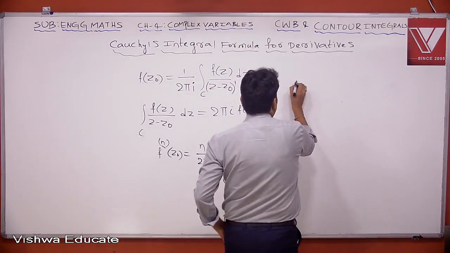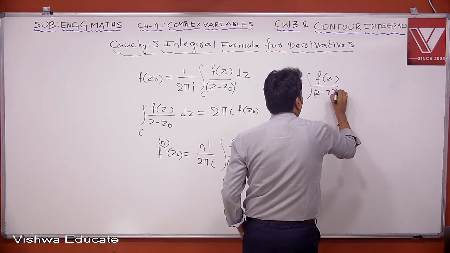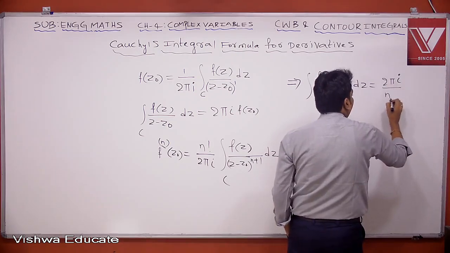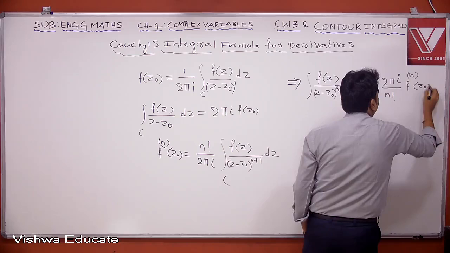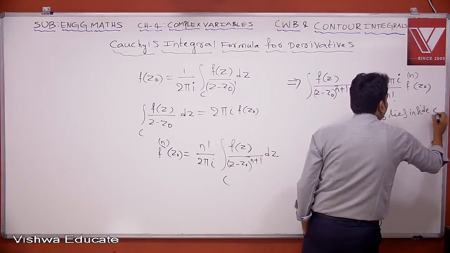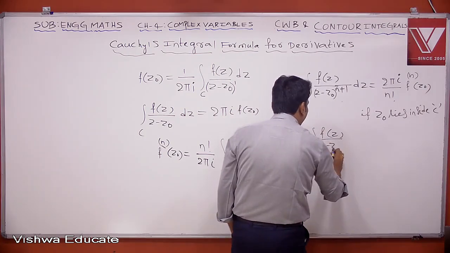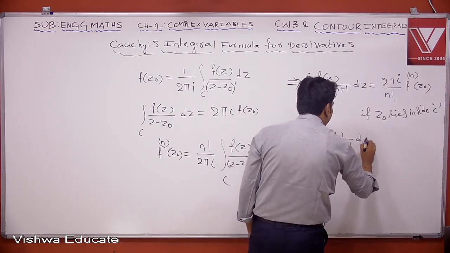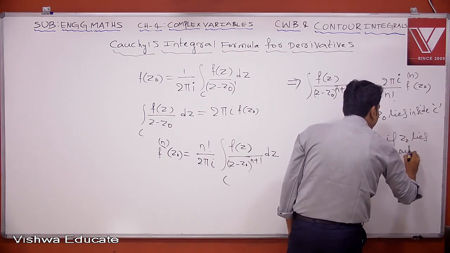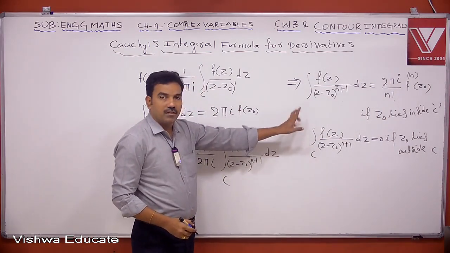So when you rearrange the terms, my formula will be like this: integral f of z by z minus z naught whole power n plus 1 dz equal to 2 pi I by n factorial into nth derivative of f at z naught, of course, if z naught lies inside the contour C. And this will be 0, that is integral f of z by z minus z naught whole power n plus 1 dz over the contour C is 0 if z naught lies outside C. So therefore we have these two formulae for derivatives.